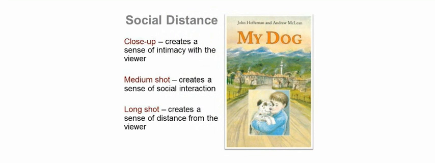Here's another system, social distance: close-up, medium shot and long shot. In this front page from My Dog, there's a close-up of the boy and the dog, and then a long shot showing the distance of the houses. So you can see how powerful that is. There's something close and something far. The closer something is to us as the viewer, the more intimate and personal it is, and the further away, the more distant and impersonal.